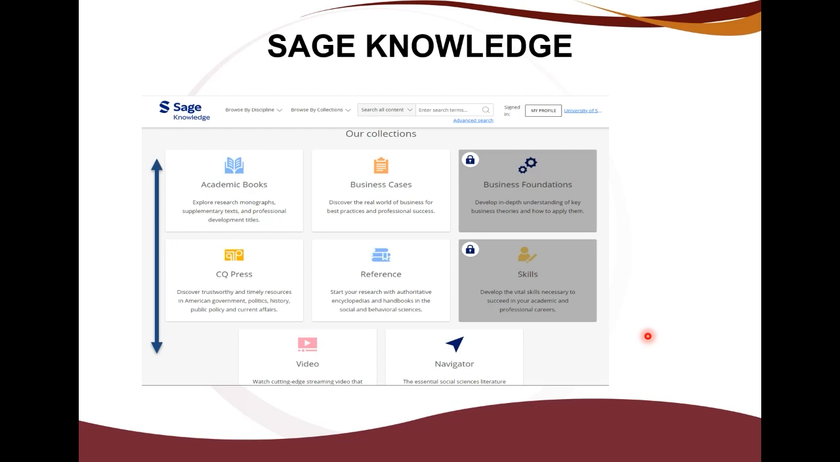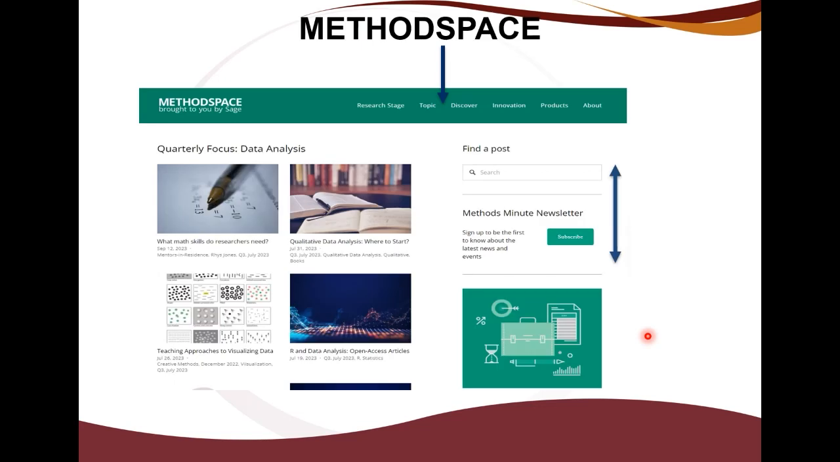And it also has, at the bottom, what we call a method space within the SAGE Research Methods Online. Here you can also create an account. It's a free account where you'll have a newsletter, and they will remind you and post things. And on this method space, there are discussions on a weekly basis.